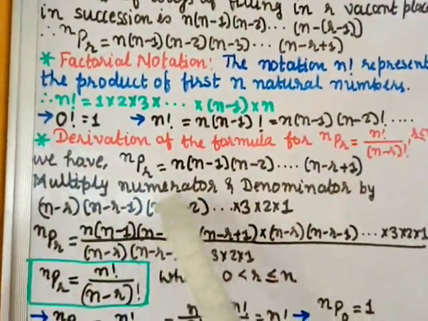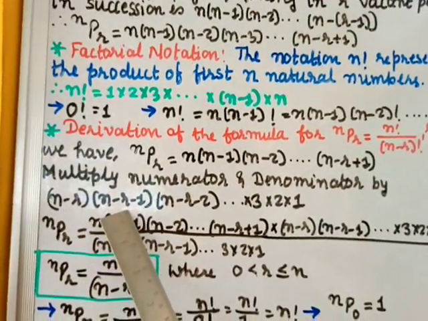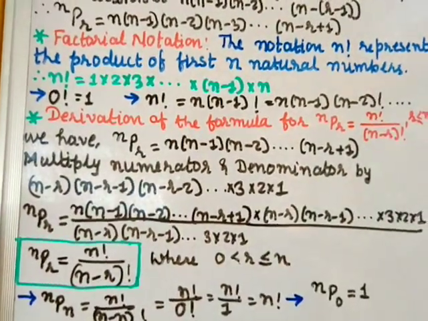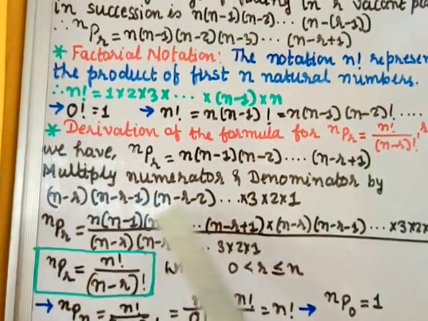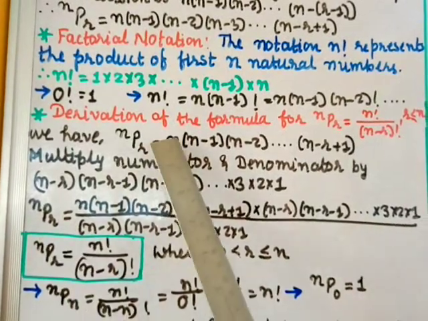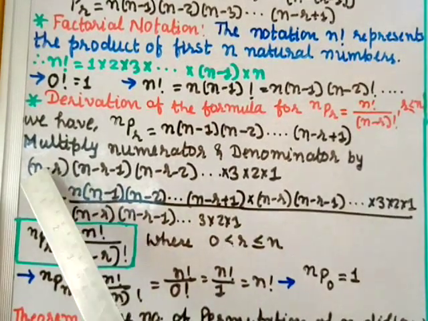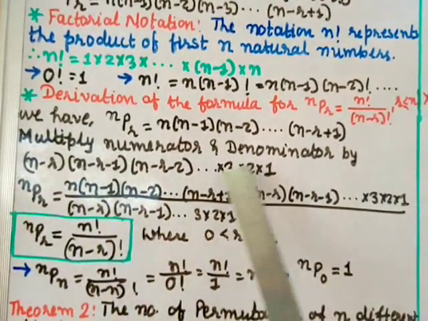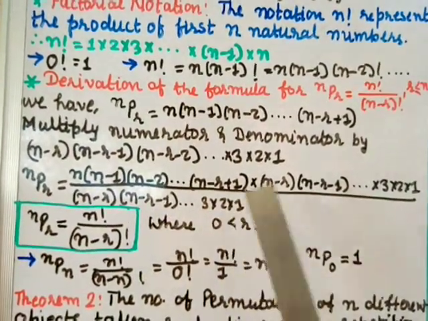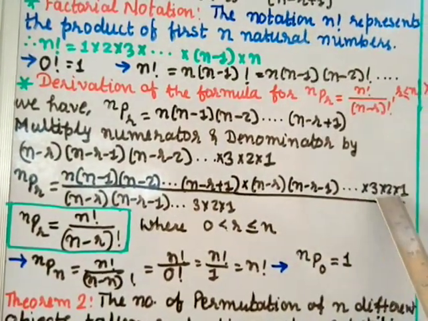Now multiply and divide the numerator and denominator by (n minus r) into (n minus r minus 1), (n minus r minus 2) up to 3 into 2 into 1. So nPr equals, this one I am writing as it is, n into (n minus 1) into (n minus 2) up to (n minus r plus 1), and I am dividing and multiplying by this number. I divide first by (n minus r) into (n minus r minus 1) up to 3 into 2 into 1, and I also multiply in the numerator the same value.